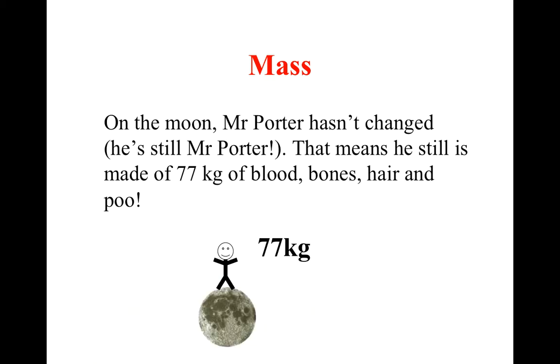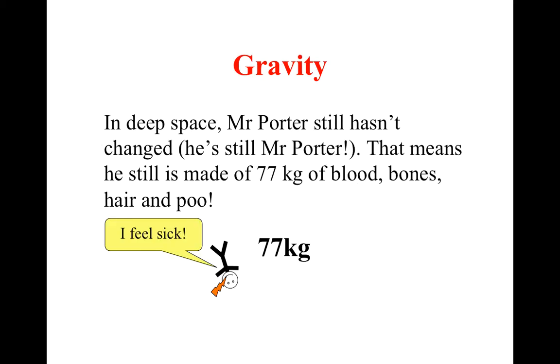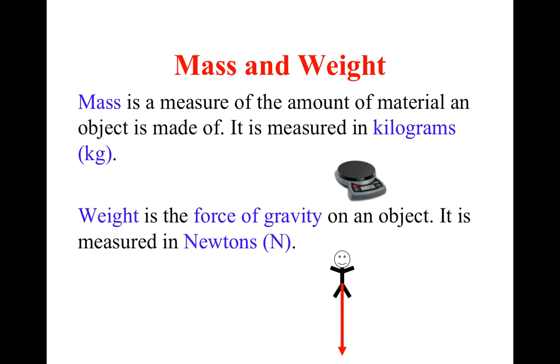On the Moon, Mr. Potter hasn't changed. He's still Mr. Potter. He still has 77 kilograms of blood and bones and hair and poo and everything else. His mass has stayed the same. In deep space, Mr. Potter still hasn't changed. That means he's still made of 77 kilograms of blood and bones and hair and poo. His mass is the same. So mass is the amount of material measured in kilograms, and mass of an object is constant. Weight is the force of gravity on an object, and it is measured in newtons, and weight can change if gravity is changing.